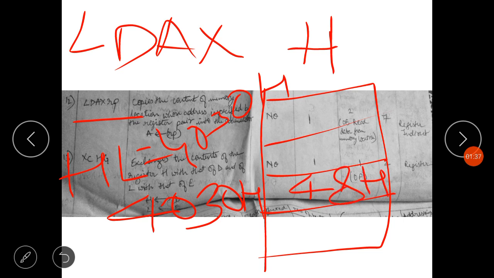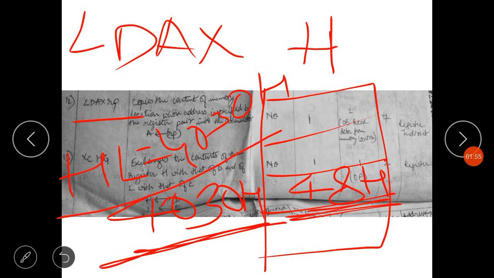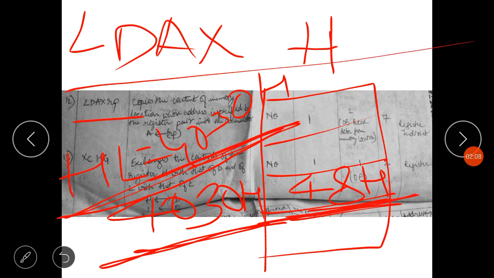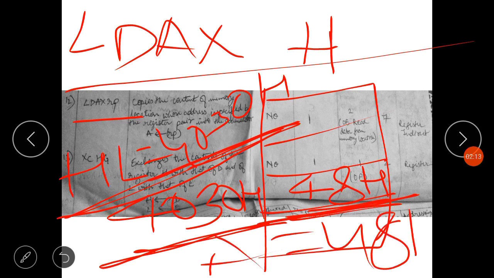So what will this instruction do? After execution of this instruction, it will store the content of the memory location whose address is specified by the register pair. So here the address specified by the register pair is 4030H, and the content of 4030 is 48H. So after execution of this instruction, the accumulator's content will be 48H.